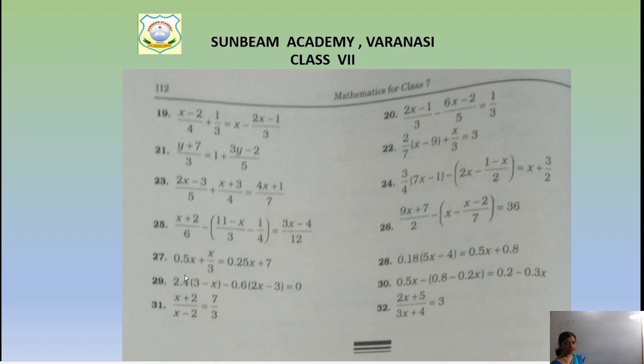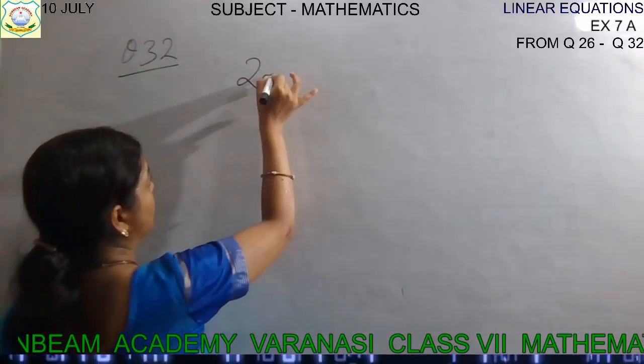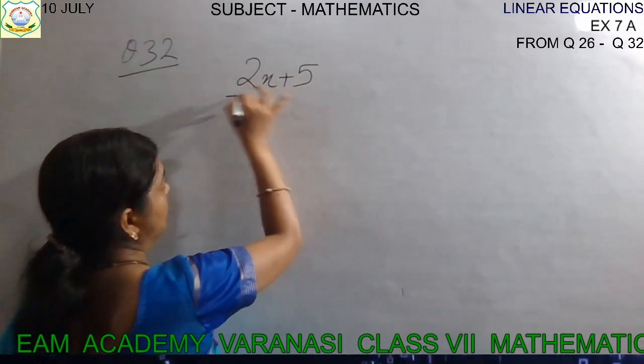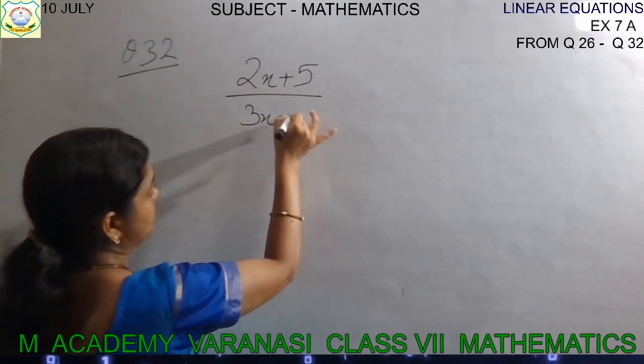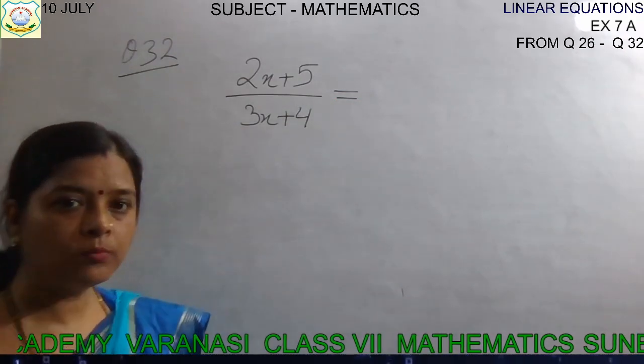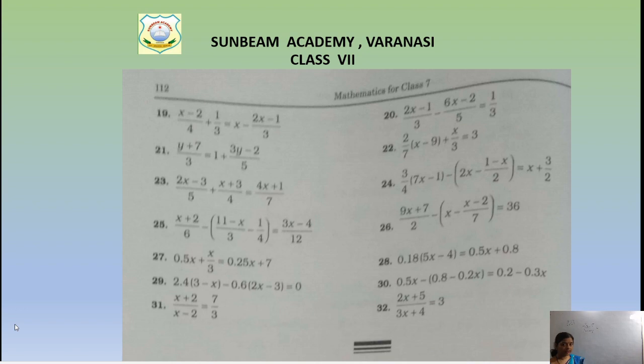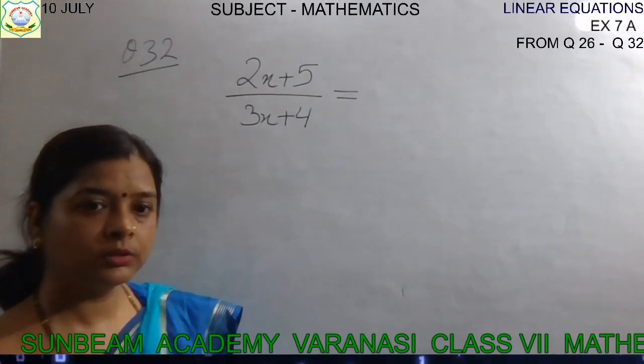(2x plus 5) by (3x plus 4). 2x plus 5 by 3x plus 4 is equal to how much, children? Is equal to 3. Okay, let's see. Yes, (2x plus 5) by (3x plus 4) is equal to 3.